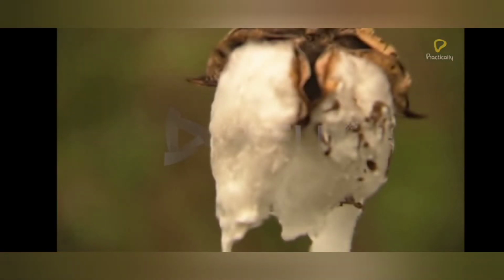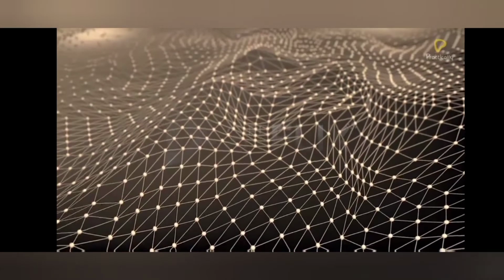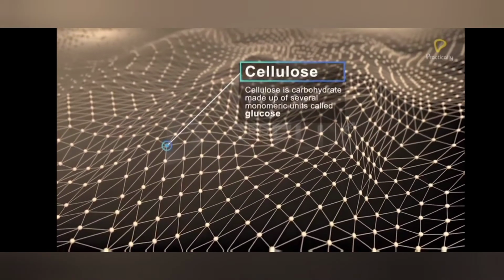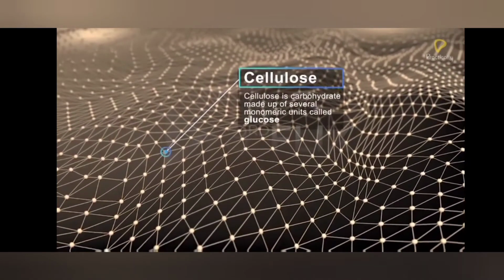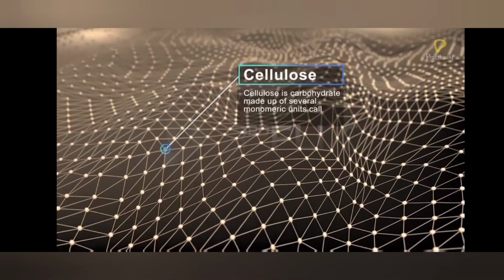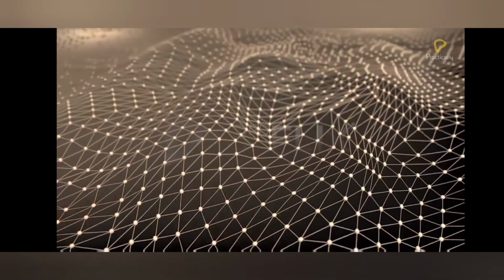If you zoom in cotton, it is a polymer made up of cellulose. Cellulose is a carbohydrate made up of several monomeric units called glucose. Of course, cotton is a natural polymer.